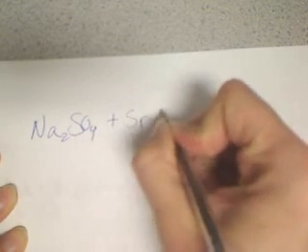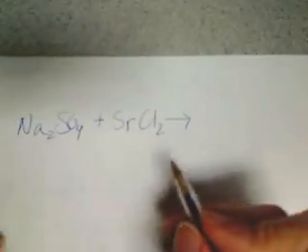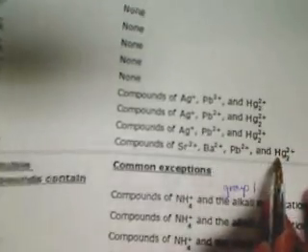Okay, all right, let's go through one more example. So let's say we have Na2SO4 plus, let's go with SrCl2, so strontium chloride. Okay. So again, we're going to look at our rules over here. We see that all sulfates are soluble except strontium, barium, lead, and mercury.